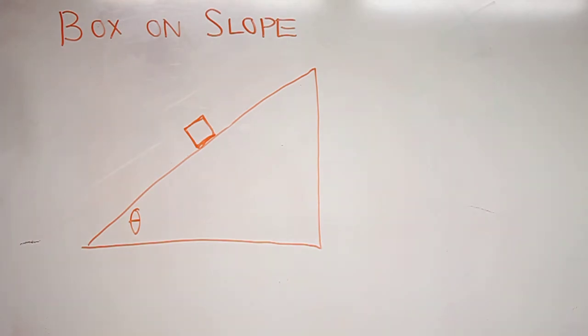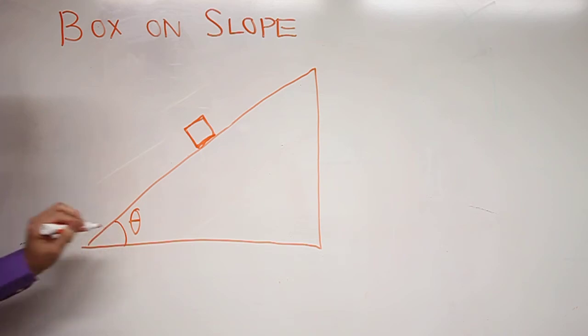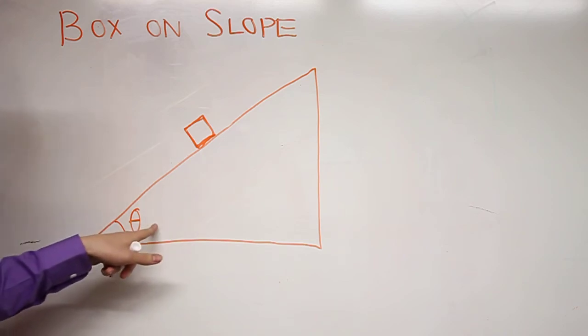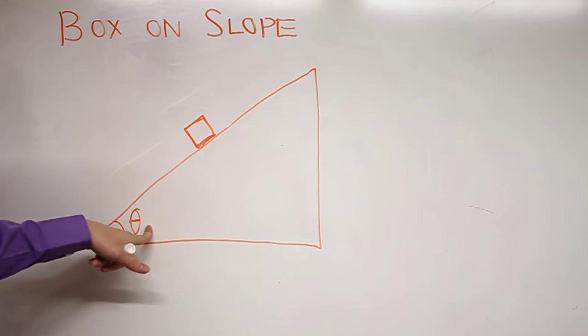A common problem you're asked to solve is understanding the motion of a box on a slope. So here I've drawn a slope. They'll always give you the angle of that slope, and that's going to be very crucial in our formula. So first let's just see how you draw a free body diagram of a box on a slope.